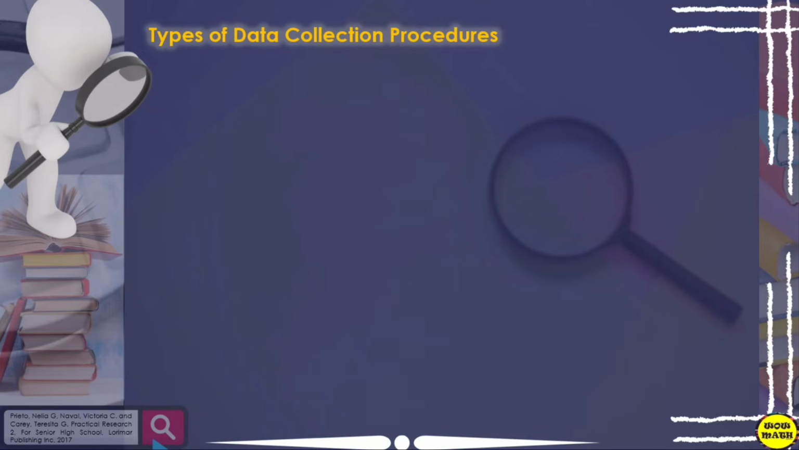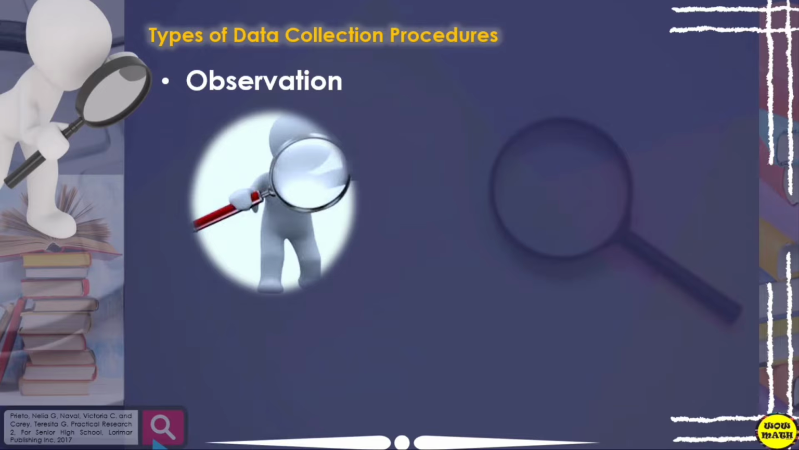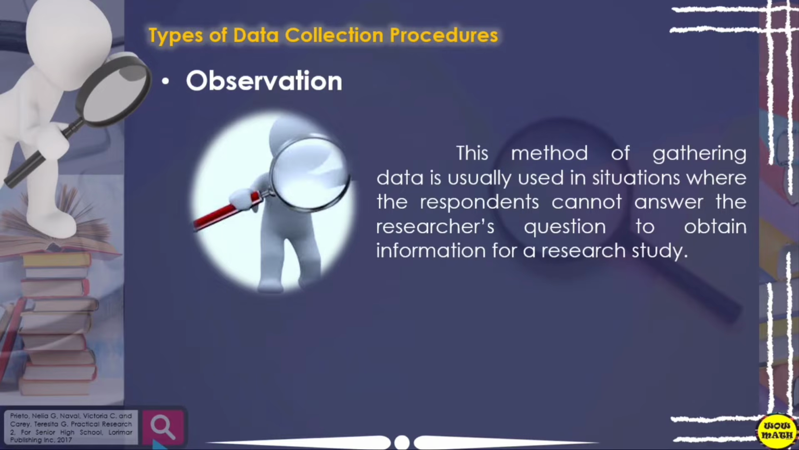So ano ba yung mga types of data collection procedures? First, meron tayong tinatawag na observation. So pwede natin makuha or makakuha ng ibang information na magsusupport or sasagot sa research natin through observation. So in observation, this method of gathering data is usually used in situation where the respondents cannot answer the researcher's question to obtain information for a research study.